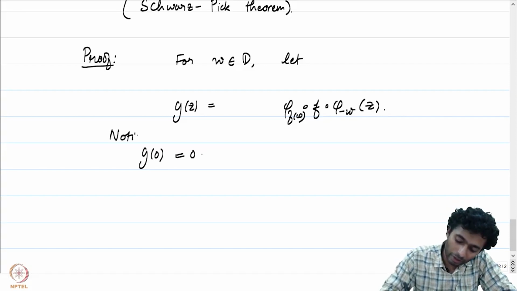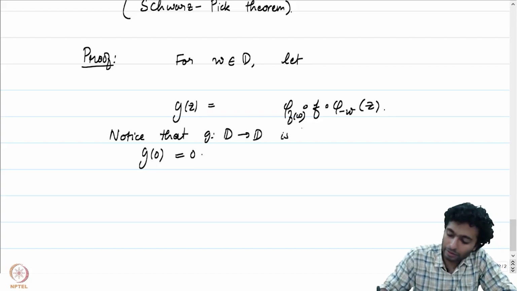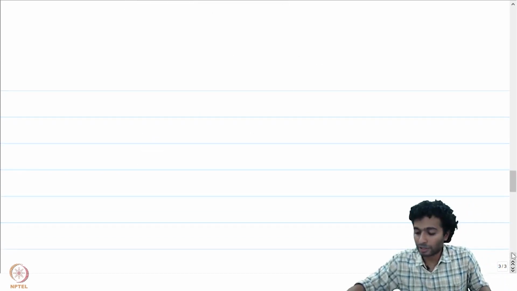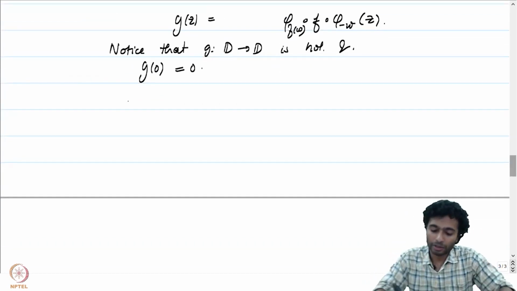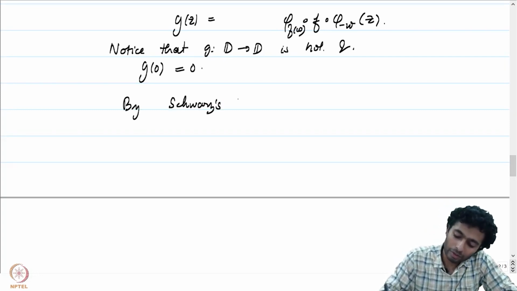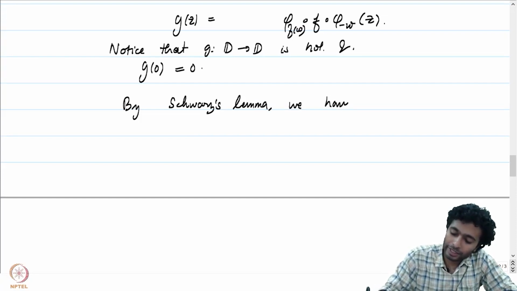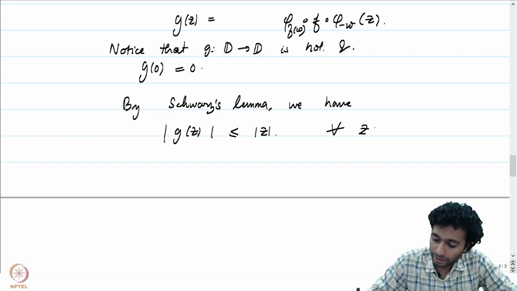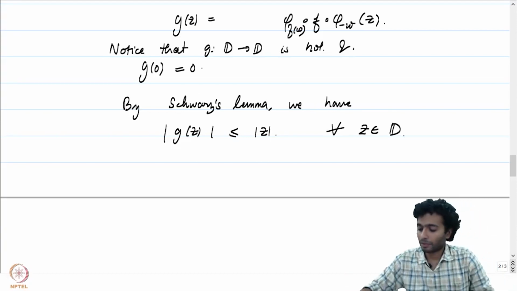Notice that g from D to D is holomorphic and g of 0 is equal to 0. By Schwarz's lemma, what do we have? We have the absolute value of g of z is less than or equal to the absolute value of z for all z in the unit disk.